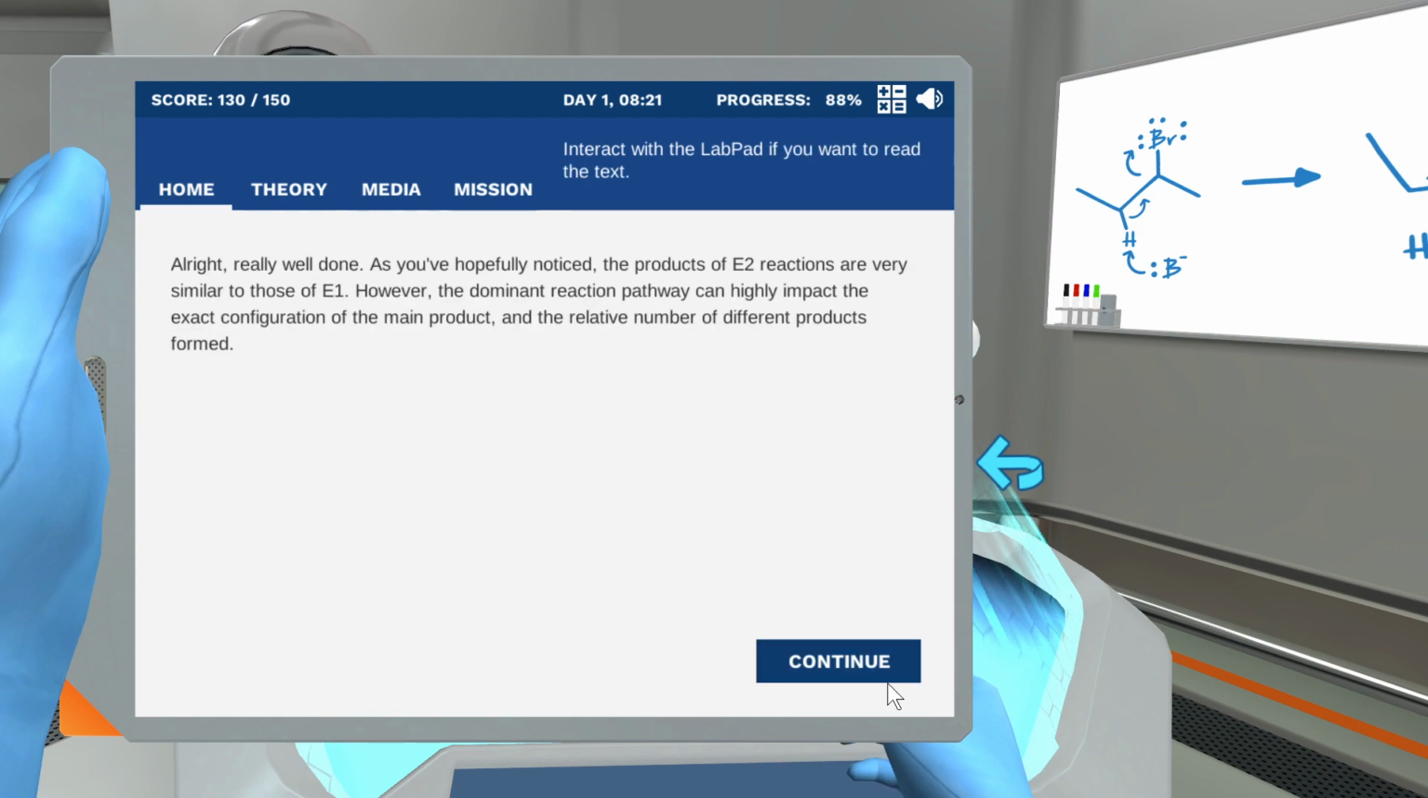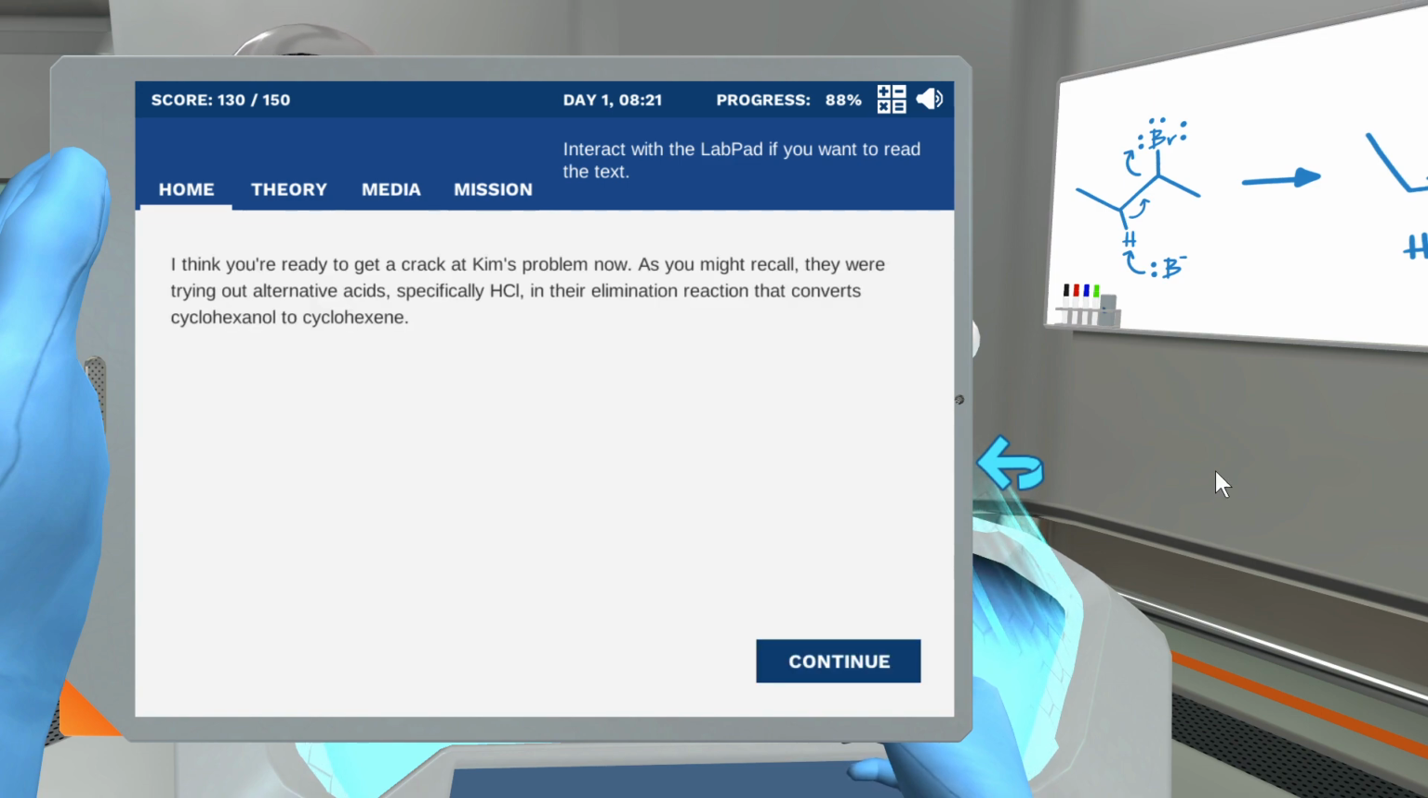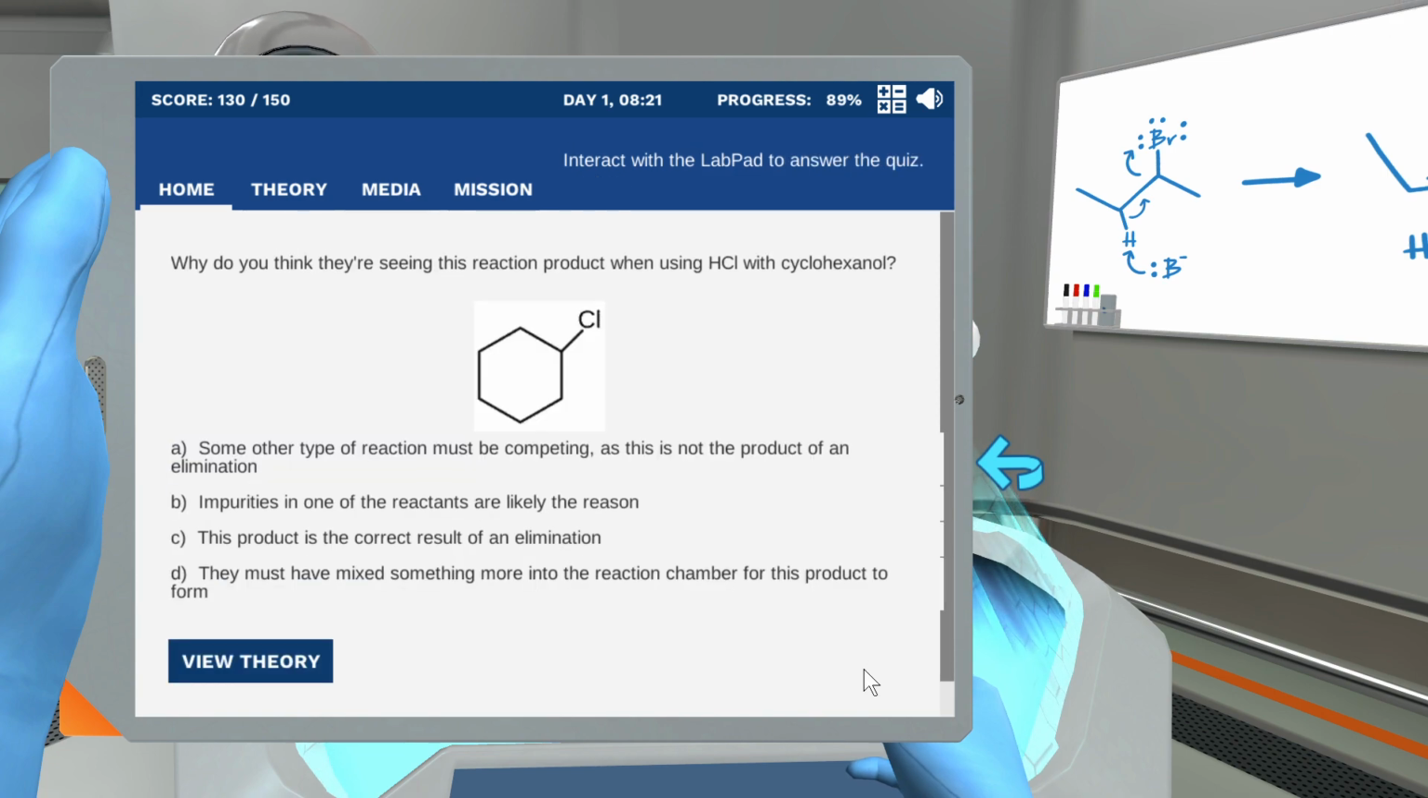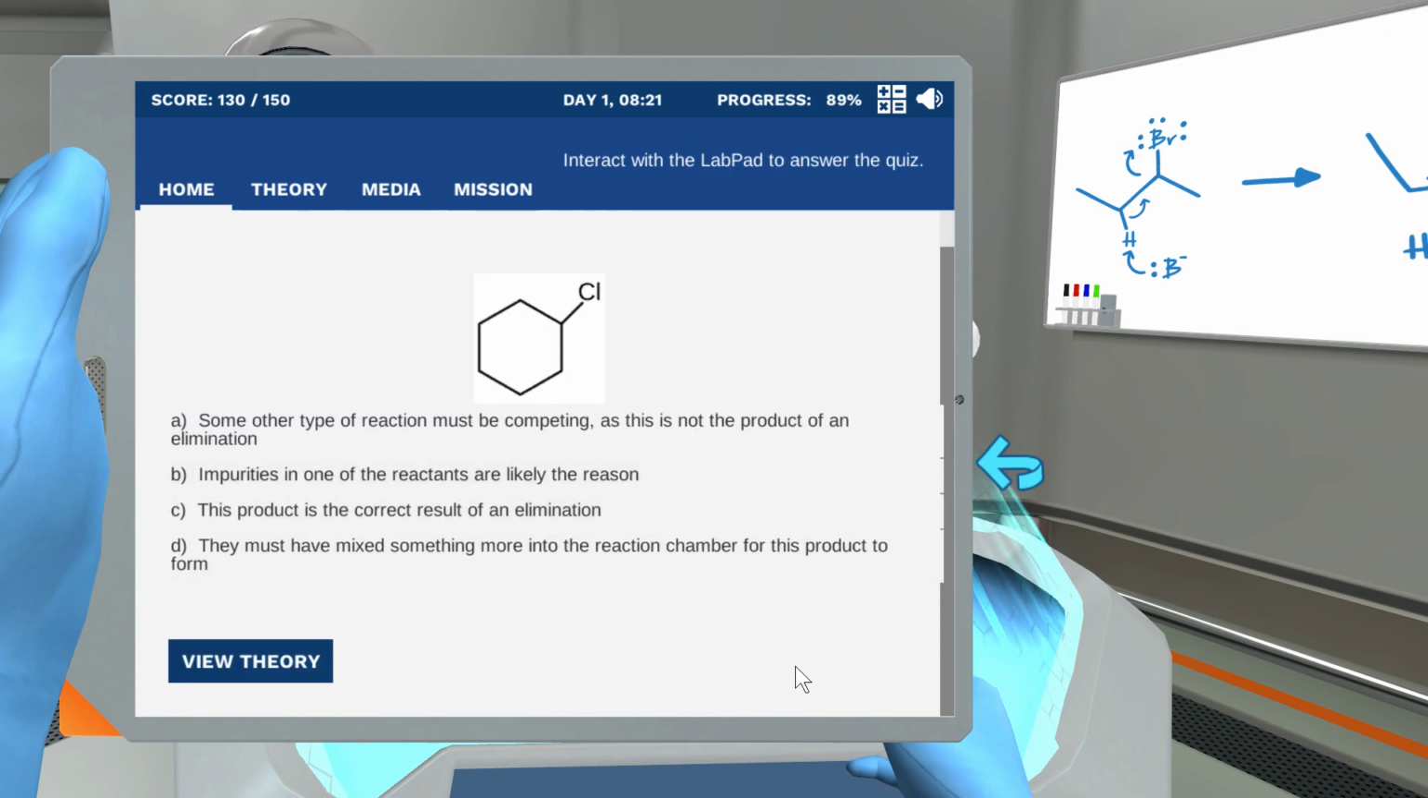Alright, really well done. As you've hopefully noticed, the products of E2 reactions are very similar to those of E1. However, the dominant reaction pathway can highly impact the exact configuration of the main product. I think you're ready to get a crack at Kim's problem. Why do you think they're seeing this reaction product when using hydrochloric acid with cyclohexanol?